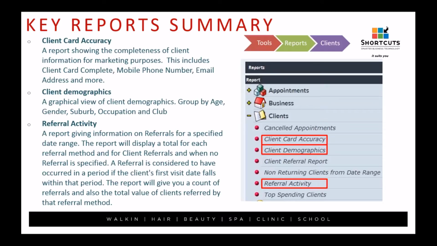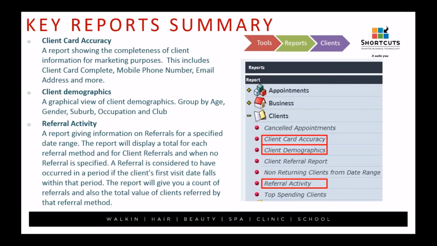Okay. So we're kind of coming towards the end now, so key reports. So there are lots of reports in Shortcuts, but what we've been trying to do with our last few webinars is kind of just bring up a couple key reports to you, so you're all starting to get a bit of a grasp on what reports are available, and you can pick and choose which ones you're going to look at monthly, quarterly, and yearly. So I've chosen 3 key reports surrounding client information. We've got the client card accuracy report, client demographics, and then referral activity.